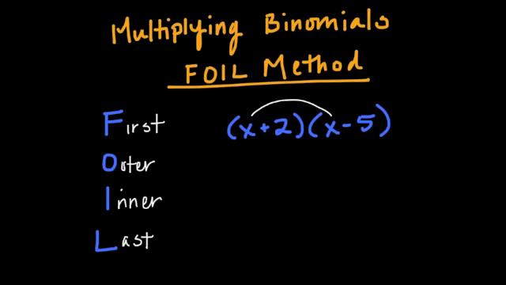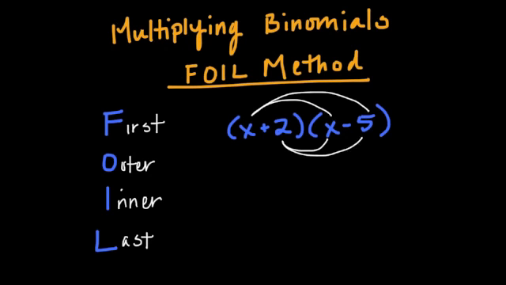That's the first one. The outer is to multiply the outer two, the ones closest to the outside parentheses. So in this case, it would be x times negative 5. The next is to do the inner. The inner are the ones closest to the inside parentheses. In this case, that'd be a positive 2 and an x. And then finally, the last ones are the last terms in each parenthesis. It's usually the numbers. In this case, it's positive 2 and a negative 5. So we multiply the last.